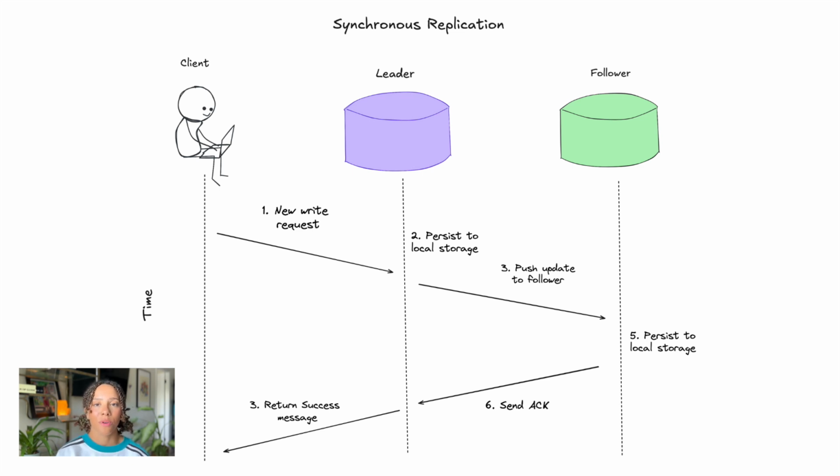The downside to this approach is that it's very slow. We need to wait for the ACK before returning a success message to the user. Also, what happens if this read replica goes down? Now we're going to be blocked on that write, and no user's request will be served until that read replica is back up. Now the other option is asynchronous replication.